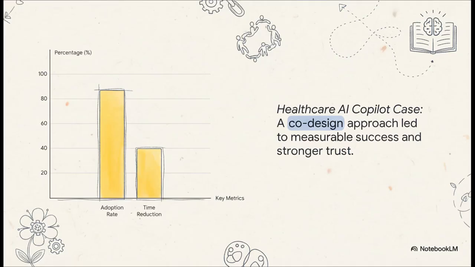And look, this isn't just theory. Check out this case from a major hospital system that rolled out an AI co-pilot for its IT help desk. By using this exact co-design approach, they achieved an incredible 87% adoption rate in just 6 months, and they cut their ticket resolution time by 40%. Trust created structure, and that structure delivered real, measurable impact.